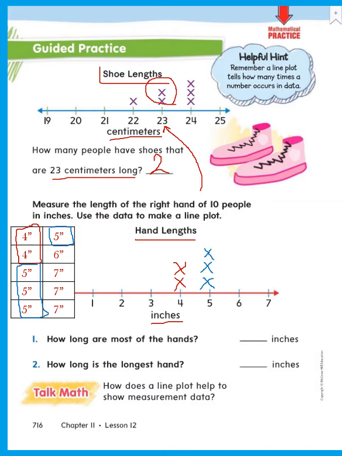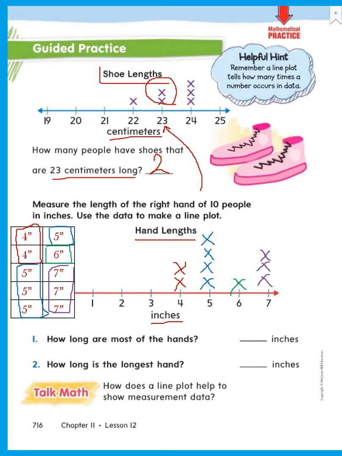Okay, and then I see one 6. One right hand that was 6 inches, and I'm going to put 1 X there. And finally, I see 3 that are 7, and I'm going to put 3 X's there. Okay, so the line plot is all set. We've got all of our data on the line plot. Now we're ready to answer the question.